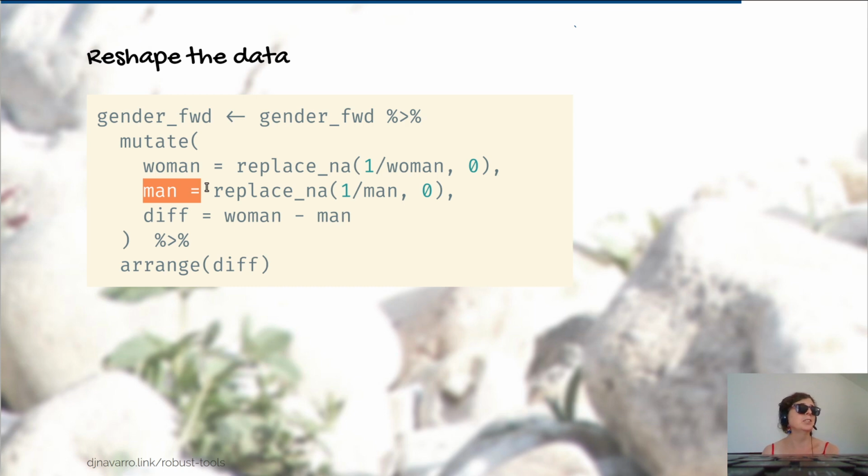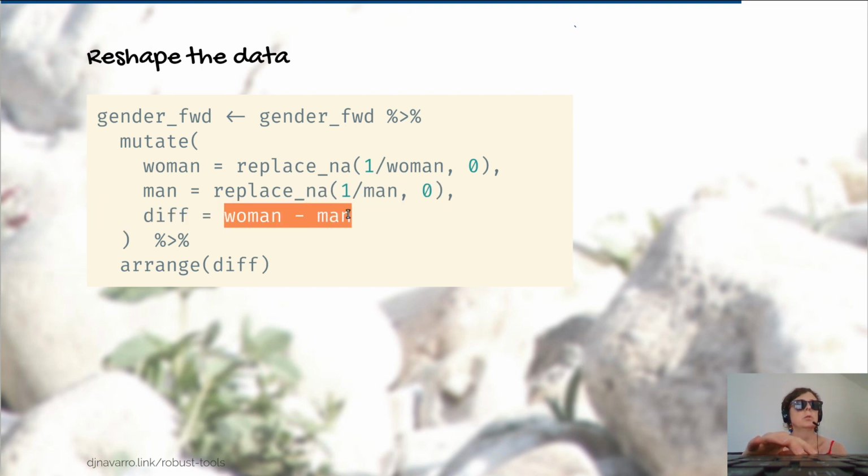Remarkably, somehow within the same mutate statement, it is possible to use the results of these computed outcomes. So I have created new variables woman and man that were different to the old values, and I can construct a difference between the two within the same statement. So that is kind of a handy property of the mutate function. And then I can arrange it by the difference, and that gives us these things.